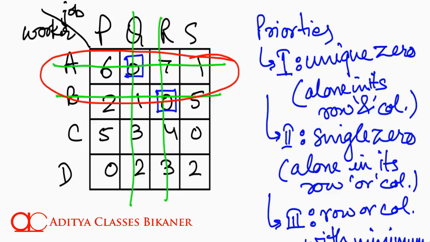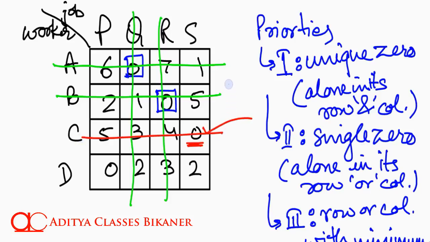Now, where is our next zero? Here it is. Is it a unique zero? Let us check. In its row, yes, it is alone. In its column, yes, it is alone. So definitely even this one is a unique zero. What do we do? We go ahead and assign it, and as soon as you assign it, you need to remove its row and its column.